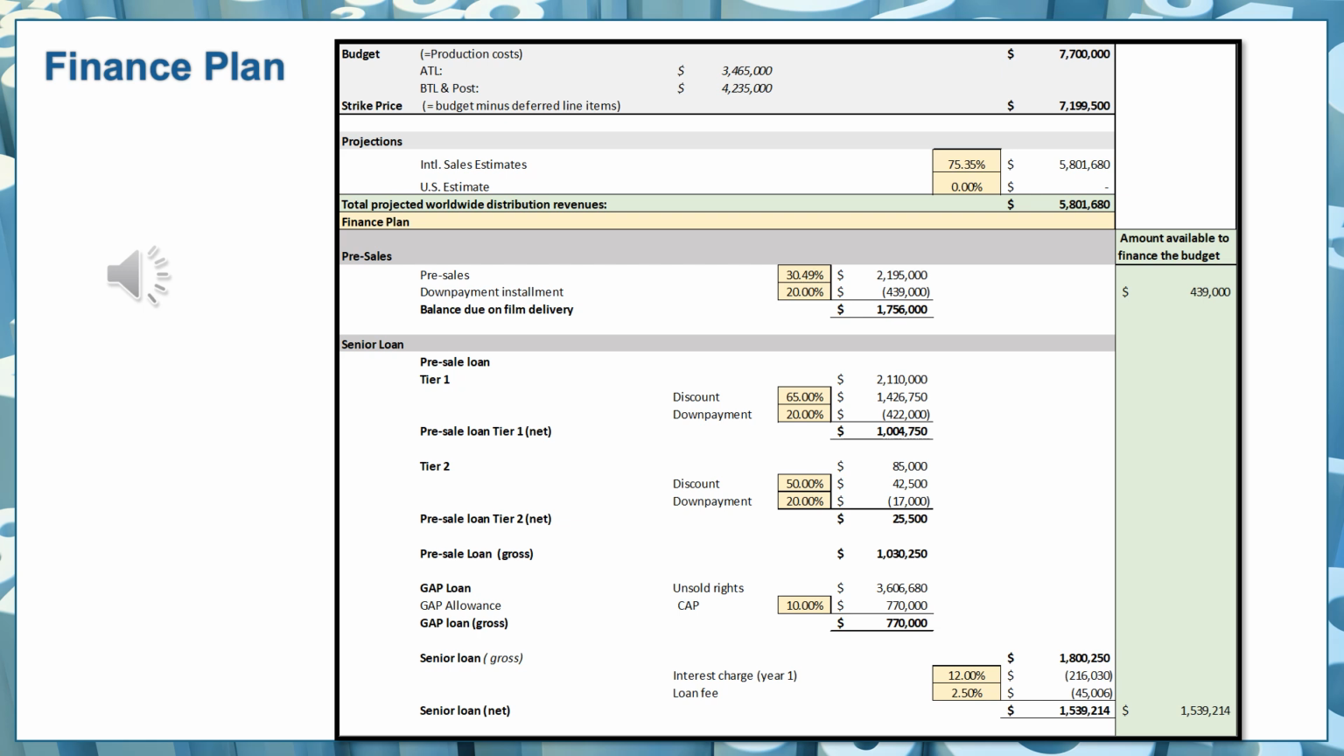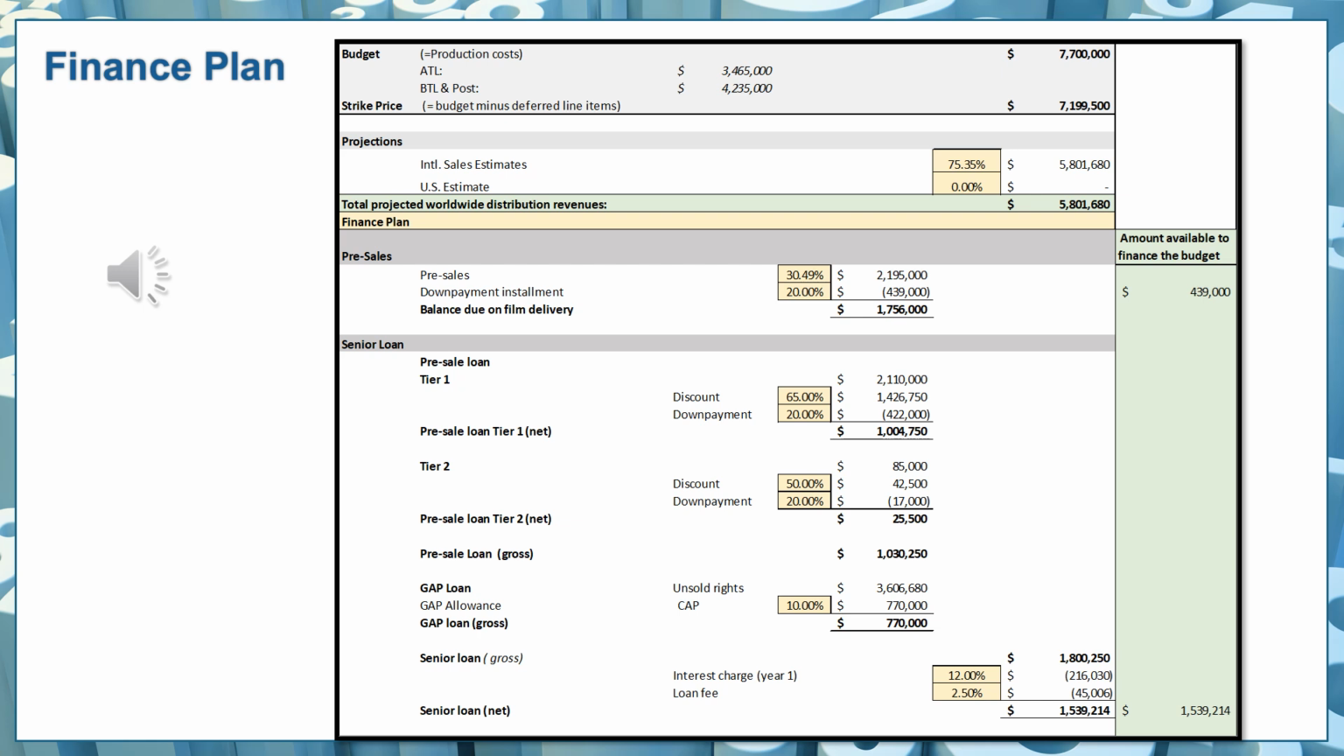The strike price that we are left with when we close our financing is $7,199,500 because we are going to remove budgeted line items that will be deferred. We're going to get into those in a moment. The international sales estimates projected our pre-sales, actually they defined our pre-sales and then projected take revenues, which we are combining to $5,801,680. That reflects about 75.35% of the budget.